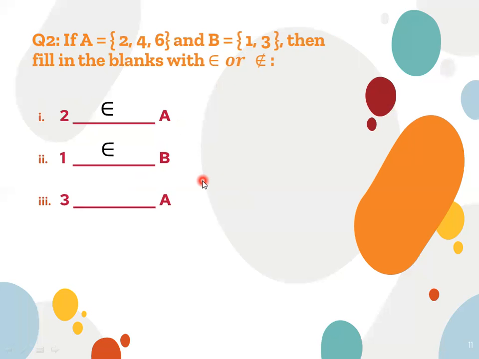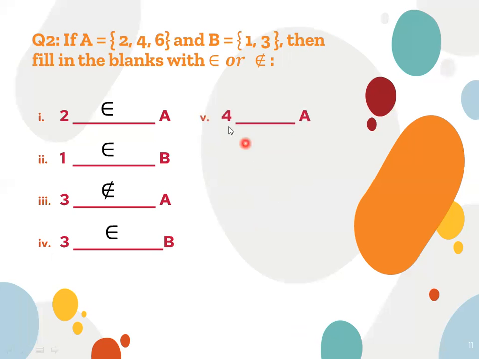Next is this 3. Now what about 3 dash A? 3 is the member of set B, not set A. So you will say that 3 does not belong to A. Number 4, 3 dash B. So 3 obviously belongs to B because 3 is a member of set B.